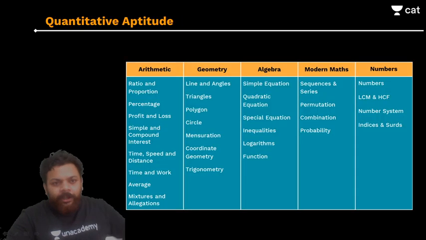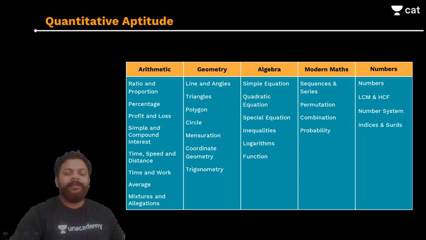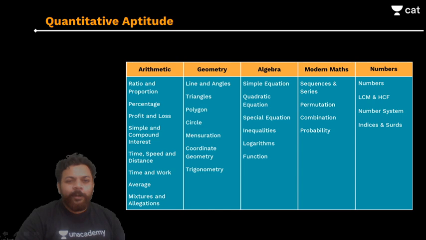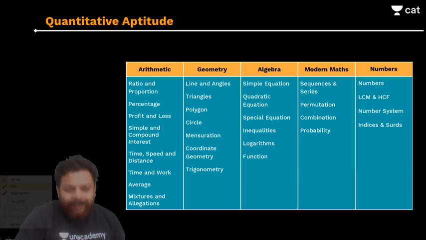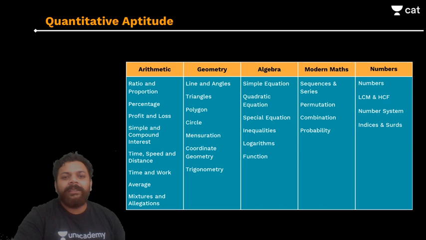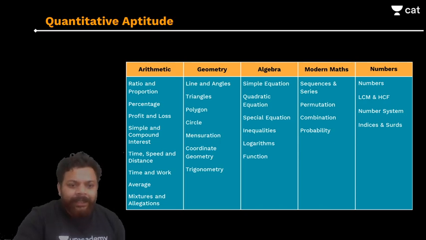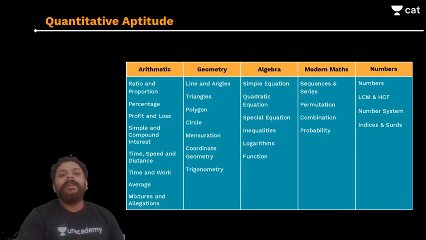Now let's talk something about the quant part. As you know that there is a very huge syllabus for quant in CAT. So I'll categorize all the syllabus of quant part in 5 parts. First one is arithmetic, as you can see. Second one is geometry. Third one is algebra. Fourth one is modern maths, and fifth one is numbers.